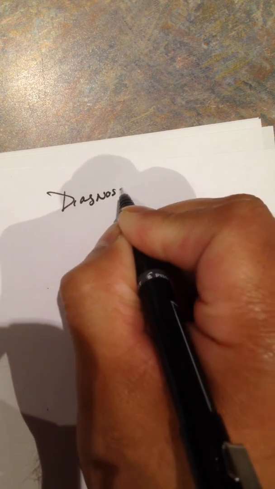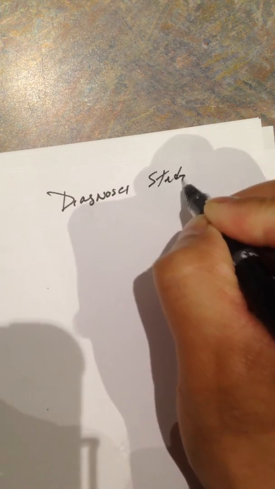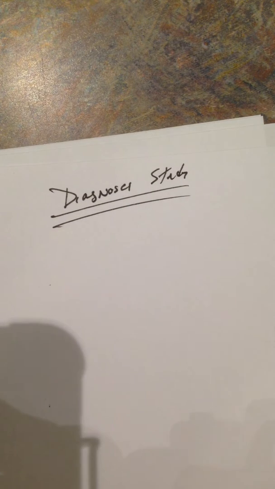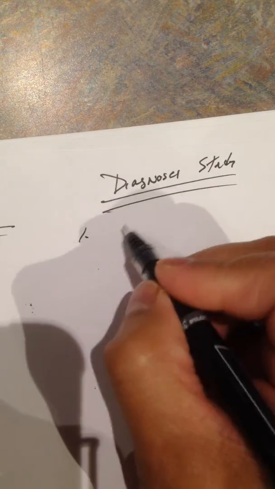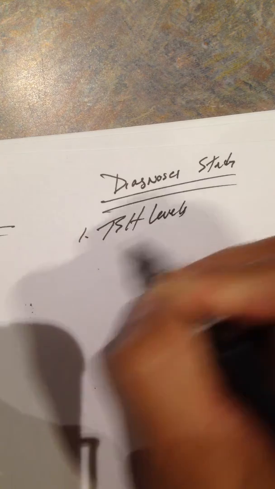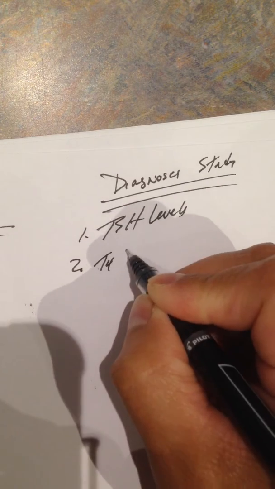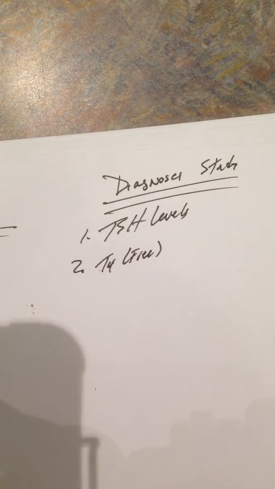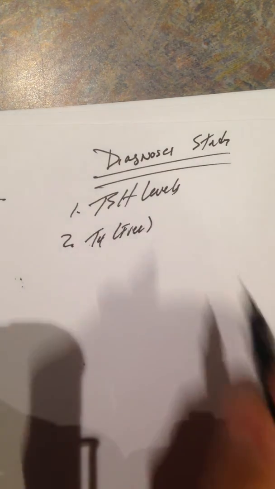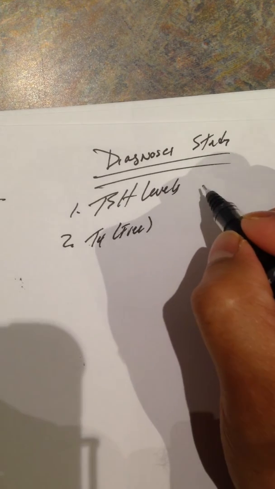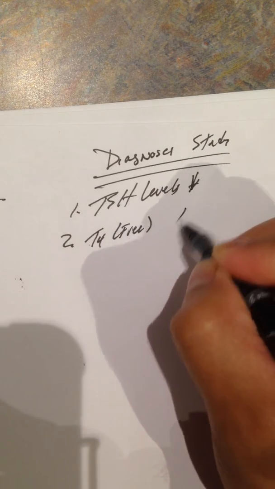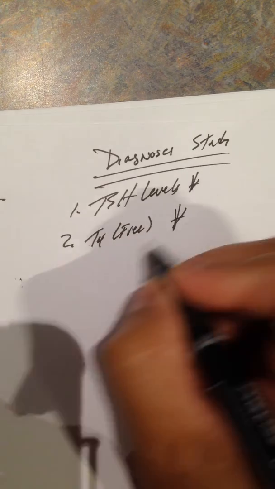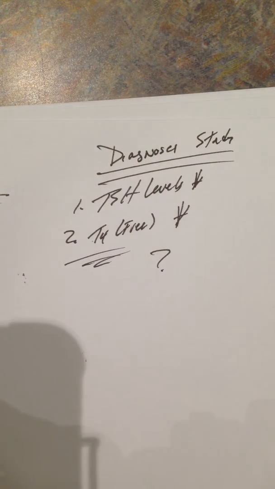Now let's focus on some diagnostic studies. A lot of the diagnosis will occur on the signs and symptoms, but the two things that you want to focus on in the NCLEX are one, TSH levels, and number two, free T4 levels. Okay, so these are going to be lab values that you want to look at. You want to make sure that you know these very, very well for the NCLEX. Again, your TSH levels and your free T4 levels. Now, why are these important?